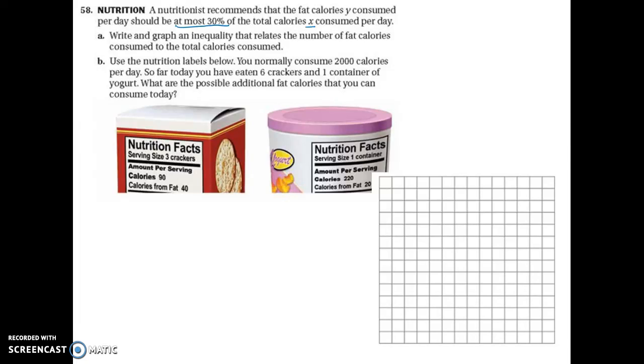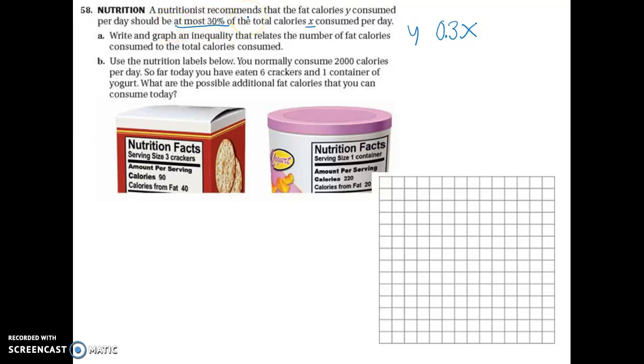So when we're writing these equations, we need to remember that Y should always be on the left side in order for us to be shading the correct area. So I'm going to have Y and something's going to happen with X. Since it says 30% of the total, we're going to take 30% and turn it into a decimal, which is 0.3, and multiply that by X.